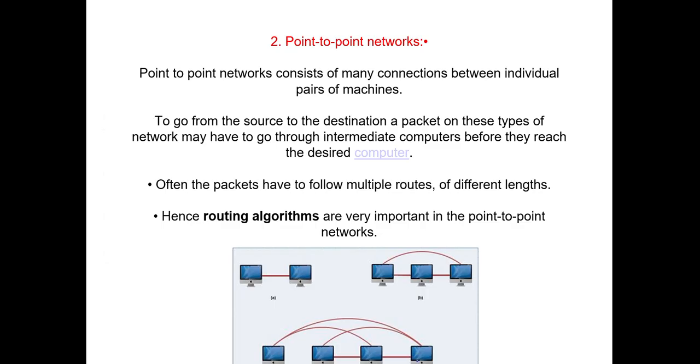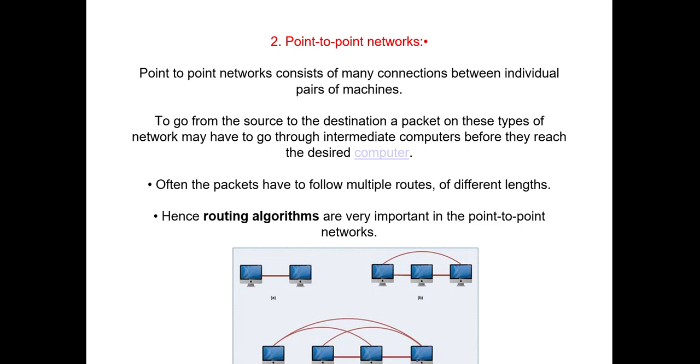So what is meant by point to point? A point to point network consists of many connections between individual pairs of machines. Point to point means one-to-one interactions. So to go from the source to the destination, a packet on these types of networks may pass through intermediate computers before it reaches the desired system.